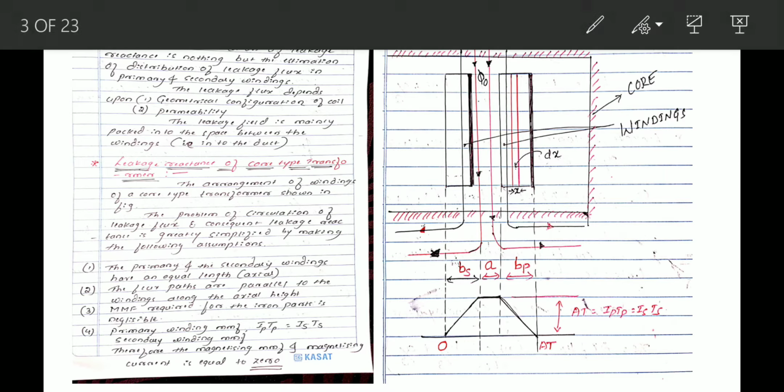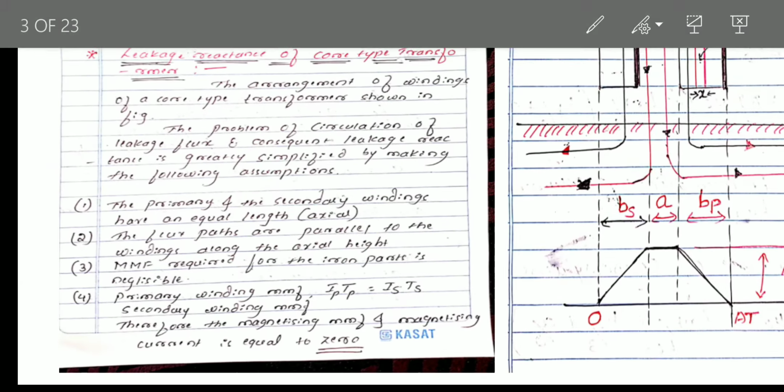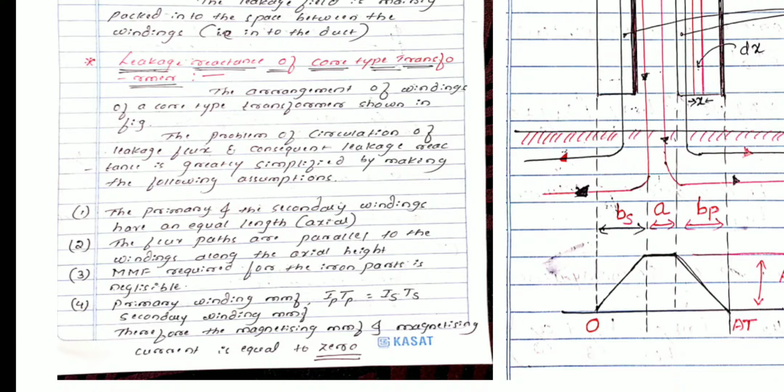And the fourth one: the primary winding MMF, that is IP. The primary winding MMF is nothing but the ampere turns. Ampere means current I, and the turns T. In the primary it is IPTP, so this will be equal to the secondary MMF, nothing but ISTS. This is the fourth assumption: primary winding MMF will be equal to the secondary winding MMF.